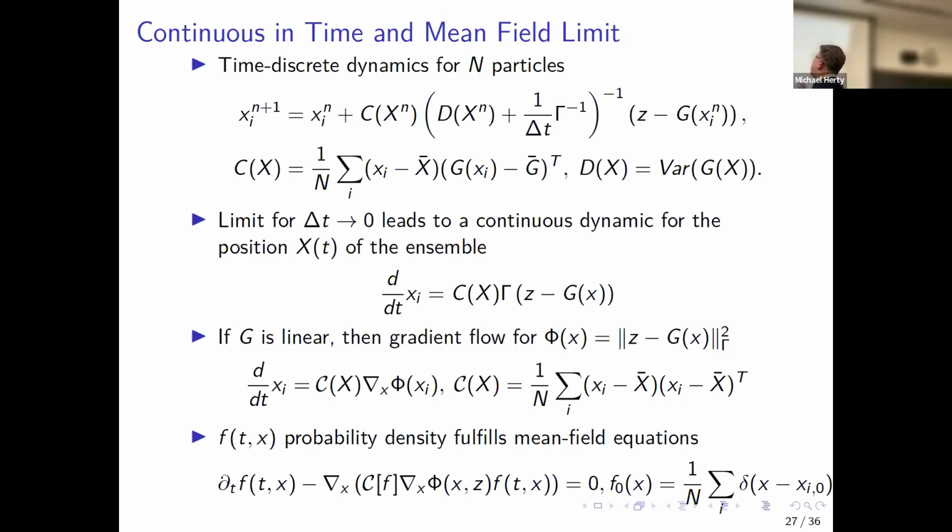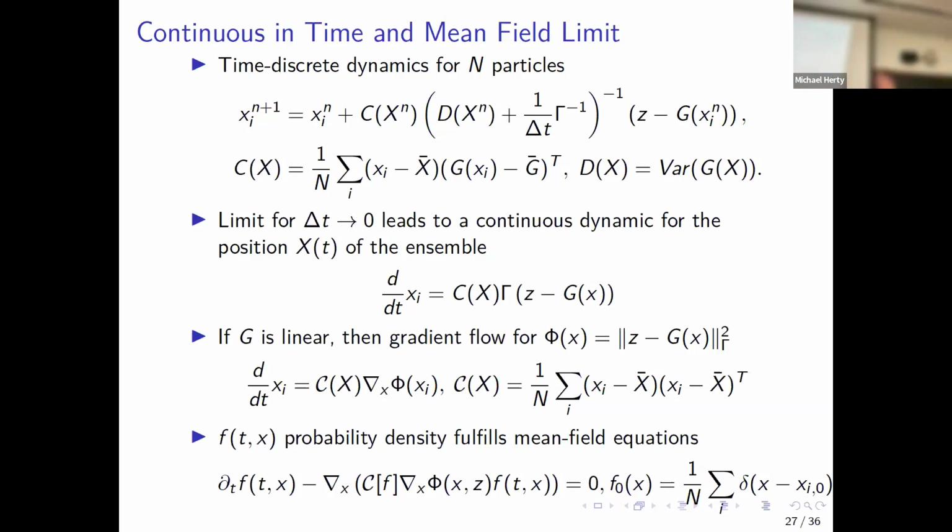If G is linear, then you can rewrite this in this nice way, where you have essentially a gradient descent with a certain matrix, which, if you look carefully, is positive definite, or which gives you a nice descent direction. And I think I missed a minus here, but yeah. And then you have this initial condition. Okay, so now what can you do with that?